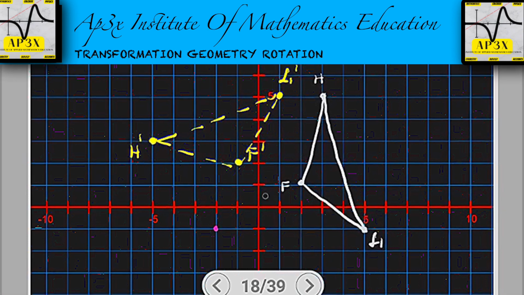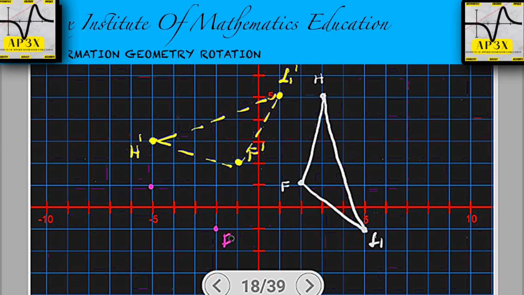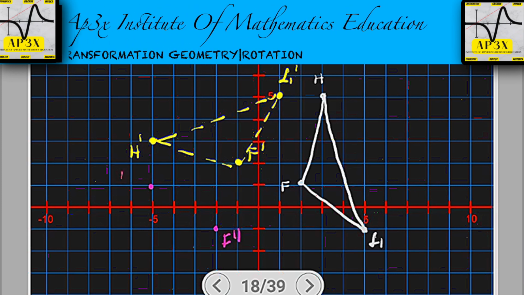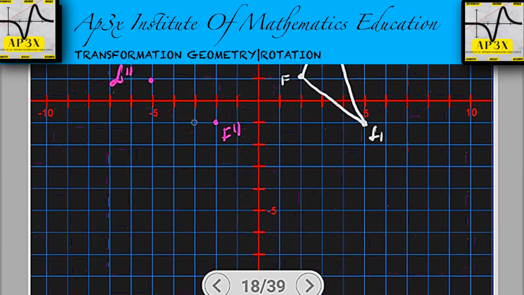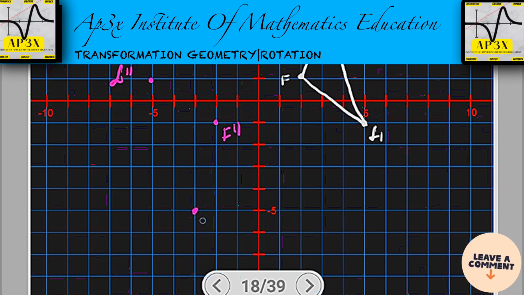Minus 5 up 1. So this is my F double prime. This is my G double prime. And this is my H double prime, negative 5, 3, negative 5. So that's negative 3, 1, 2, 3, negative 5. 1, 2, okay, 1, 2, 3, 1, 2, 3, 4, 5. Okay, and that's my H double prime.